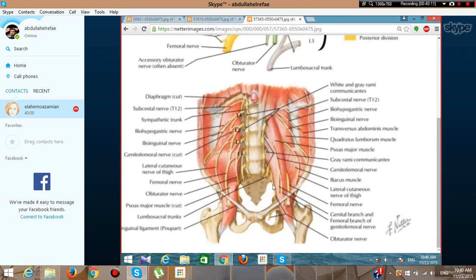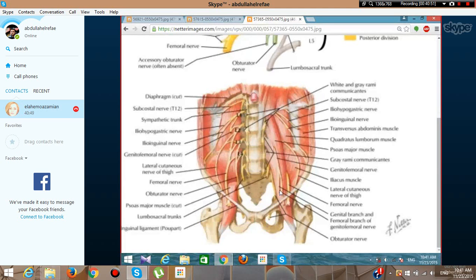Genitofemoral, it pierces the psoas major. Do you see this nerve piercing the psoas major? This is genitofemoral nerve. And look here, it is split into two: genital branch and femoral branch. Femoral branch goes to lacuna vasorum. Do you remember? We have femoral artery, femoral vein. Now you learn we also have femoral branch of genitofemoral nerve. Genital branch goes toward the spermatic cord.